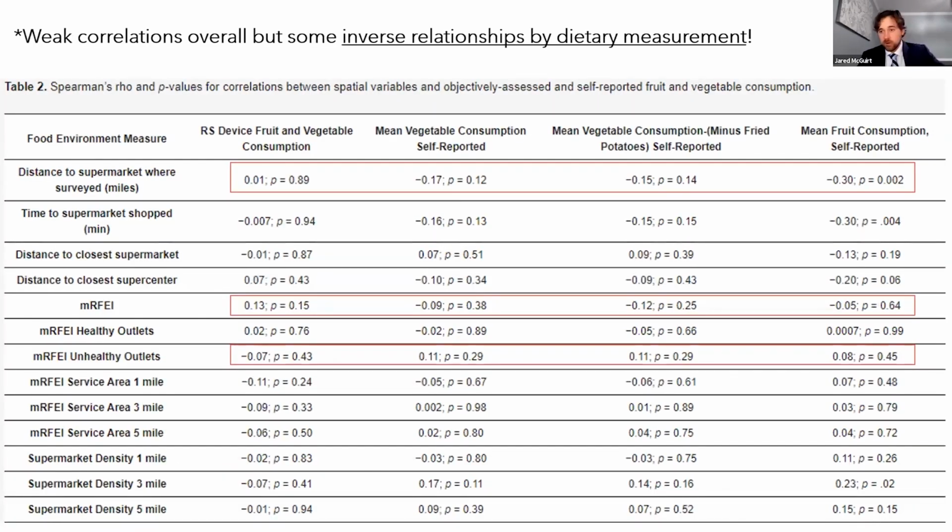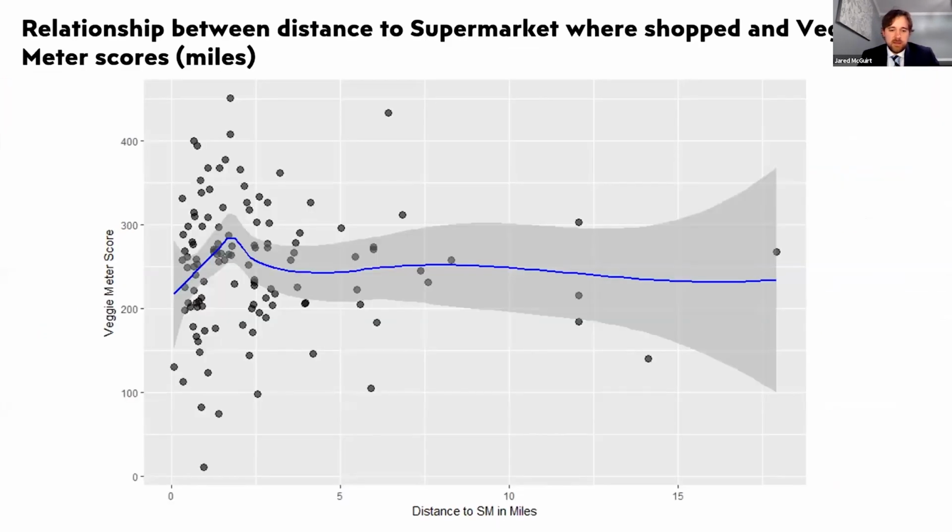So just looking at correlations, most of these correlations are fairly weak, but interestingly, there were inverse relationships by dietary measurement approach. So it's the relationship between the Veggie Meter scores and GIS variables versus the self-reported NCI screener and the GIS variables. So I think that's interesting. That's something that we'll see in the other paper too. But with the weak correlations, I decided to look into this a little more, all right?